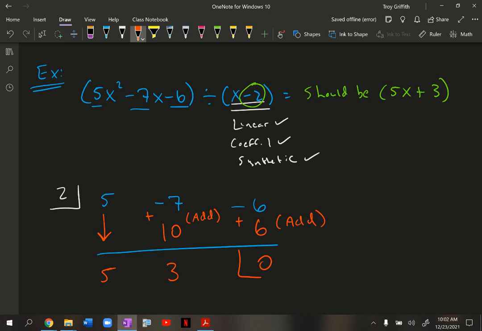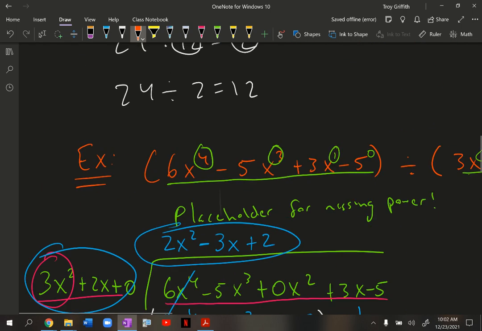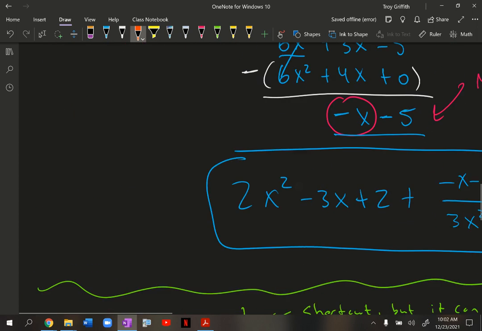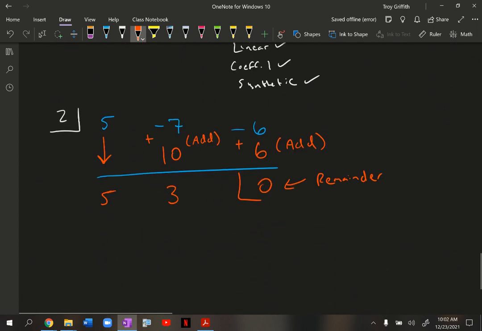This number that goes in this box right here is my remainder. And just like earlier when we did this problem and got a remainder of 0, we get a remainder of 0 here on this one. So that's looking pretty good.